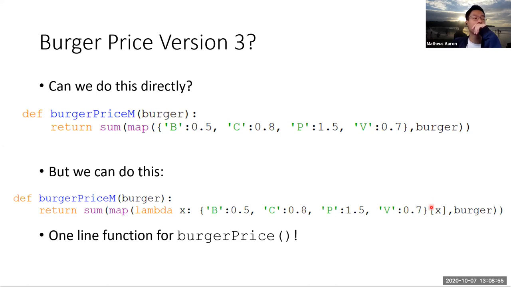What's the X behind? Oh, that's calling the dictionary. Remember, this is a dictionary, right? The curly brackets, this is a dictionary. And the square brackets are to call the key of the dictionary.